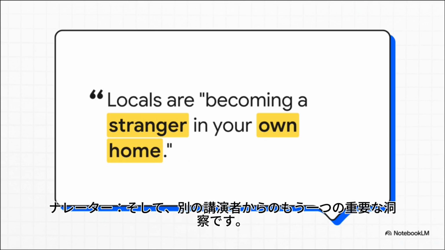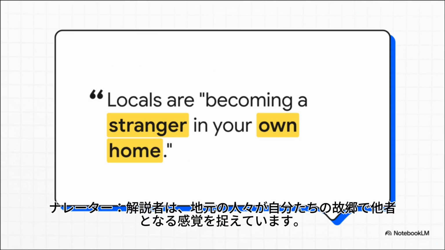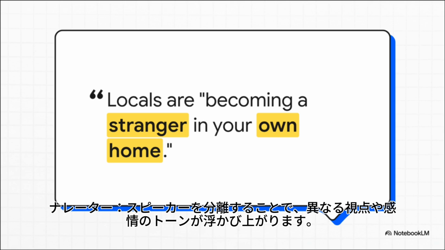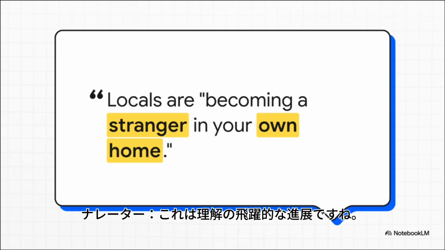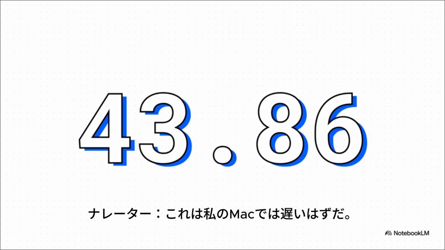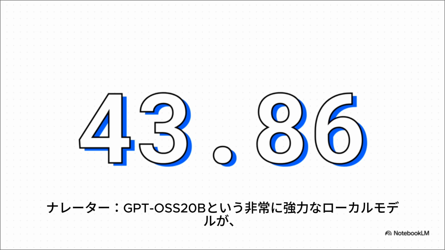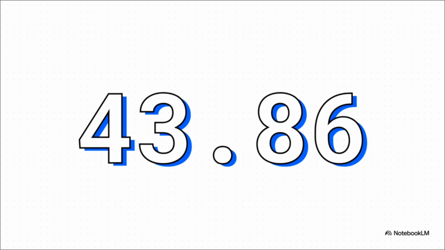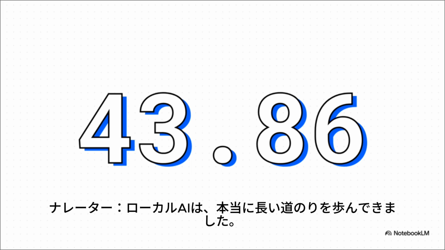And here's another key insight, this time from a different speaker. A commentator captures this feeling that locals have of becoming a stranger in your own home. By separating the speakers, we get the different perspectives, the different emotional tones. That's a massive leap in understanding, right? Now, I know what you're thinking. This has got to be slow, running on my Mac. Well, not at all. A really powerful local model called GPT-OSS 20B generated that summary at over 43 tokens per second. That is ridiculously fast. Local AI has come a long, long way.